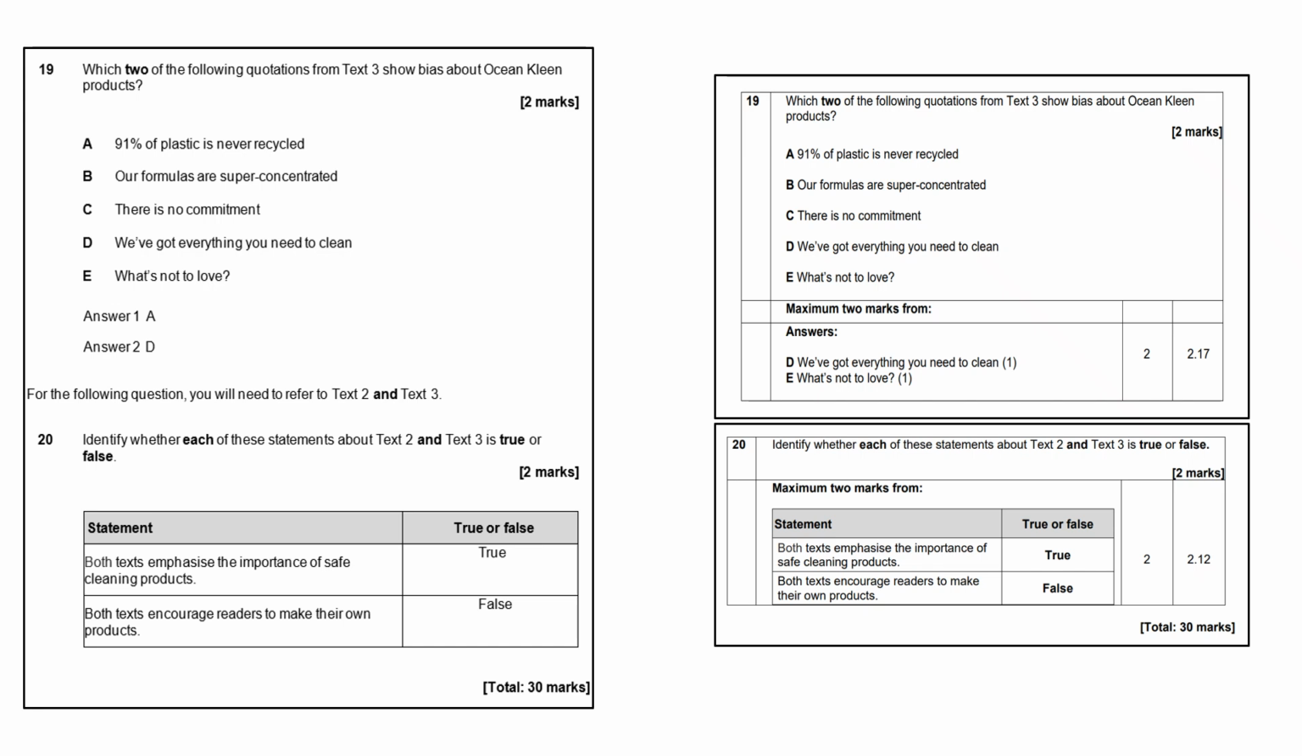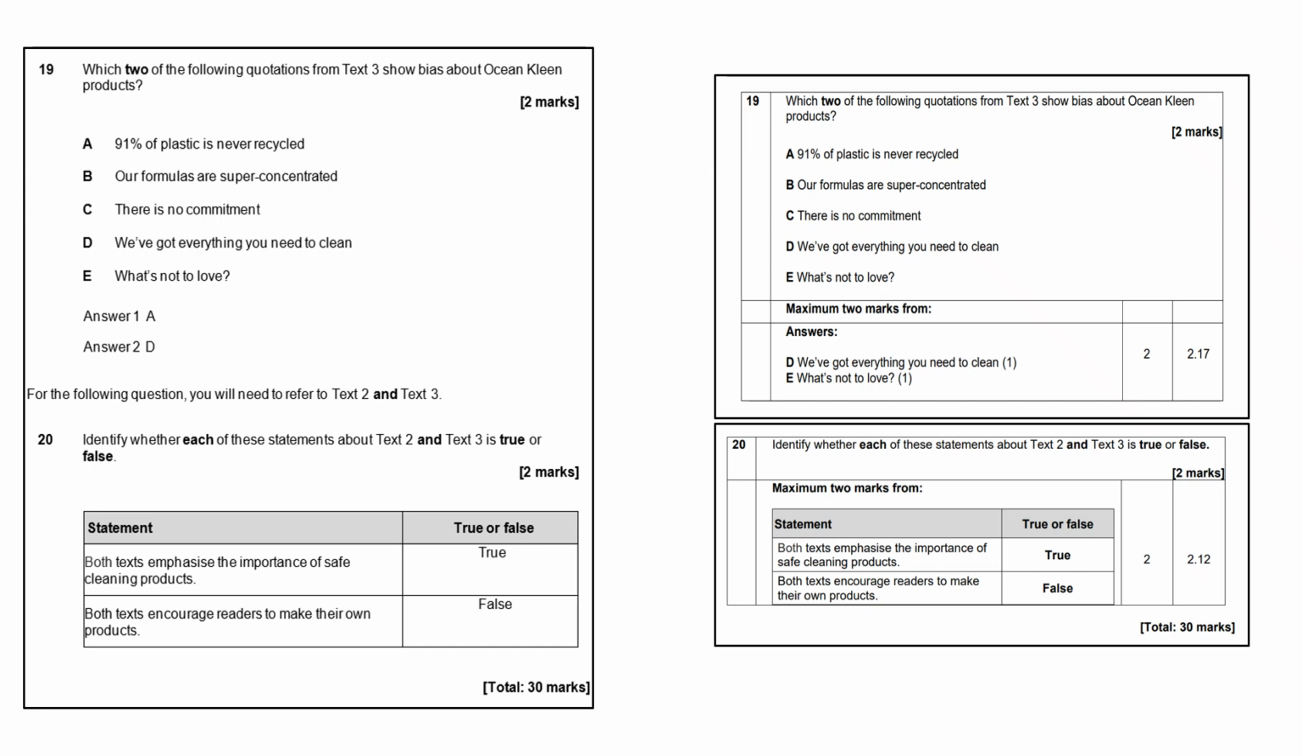We'll next look at 19 and 20. So question 19 is a 2-mark multiple choice question and the focus is on bias. The learner must be able to recognise 2 quotations from text 3 that are biased, and the only awardable answers are D and E. So D, we've got everything you need to clean, and E, what's not to love.